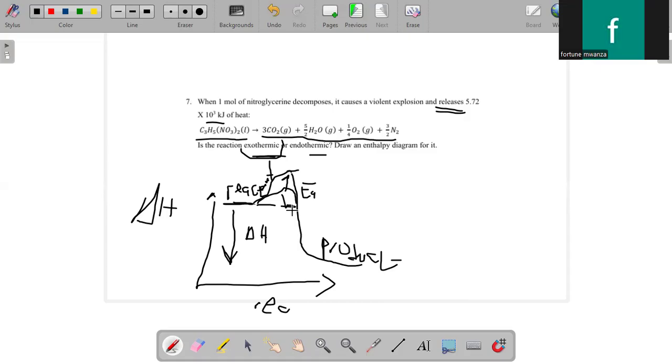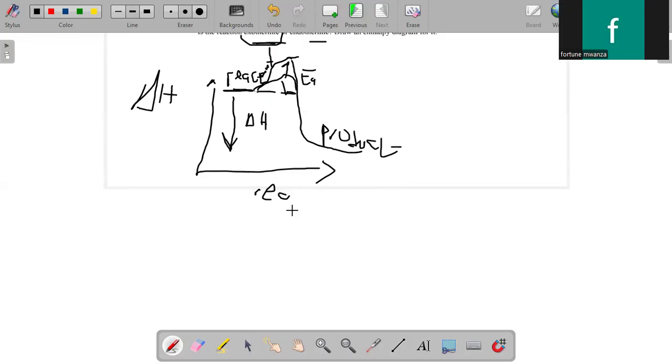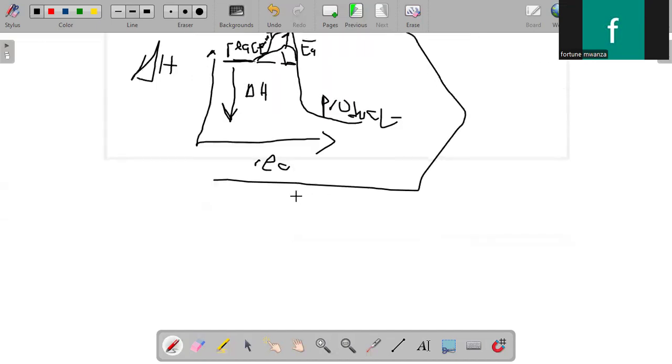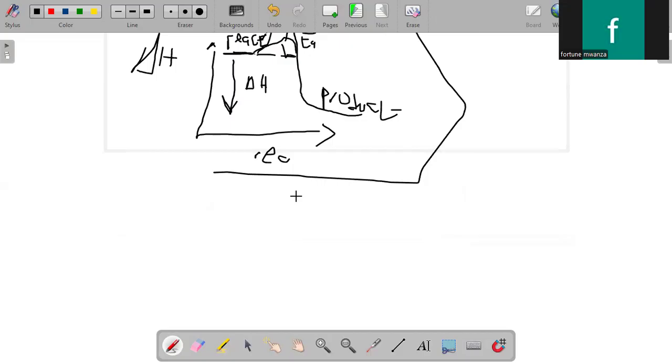So this is the answer to our question in short. The energy diagram is this one, then the reaction is exothermic. Now, for an endothermic reaction, just in case you are asked what the energy diagram for an endothermic reaction is going to look like.